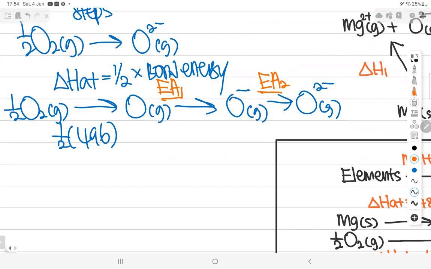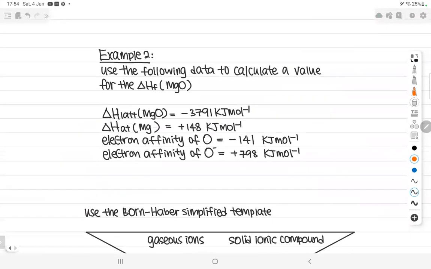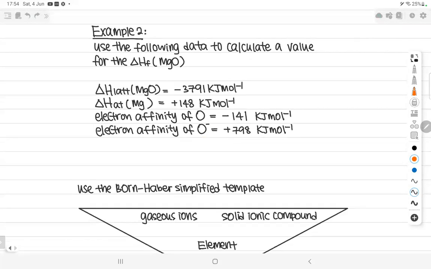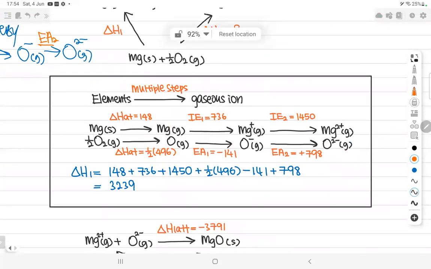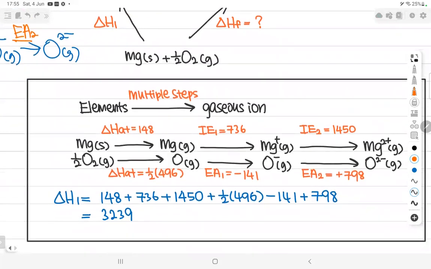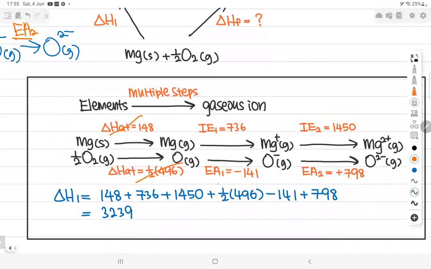The first and second electron affinity values are given here. This is the first electron affinity, this is the second electron affinity. These are the numbers. Now you put everything here. Enthalpy of atomization, you take half of the bond energy. First electron affinity is given, second electron affinity is given. So how do I get the delta H1? All these multiple steps, all the red color items, I add together. When I add everything together, I get 3,239. Okay, I'll take a break here. Are you okay with this concept so far?